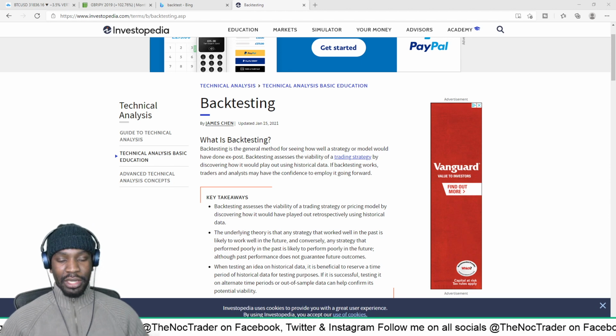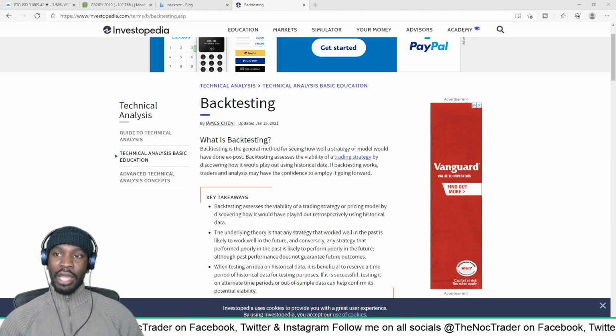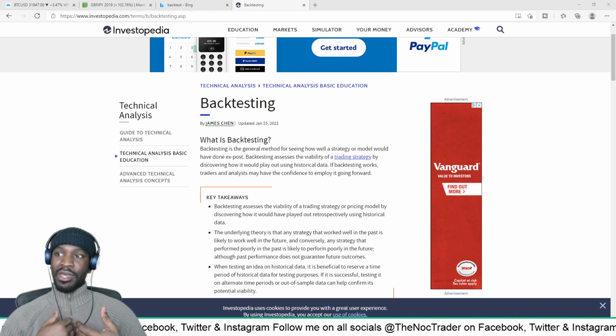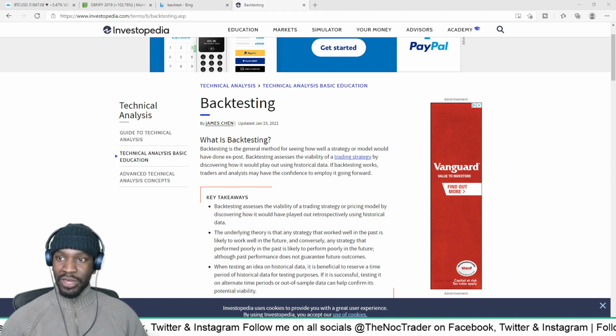Backtesting builds confidence by testing historical data to see if the strategy you're employing works. So there's two ways you can backtest. You could do an automated one or you could do a manual one. I don't do automated backtesting. I just get into the manual backtesting because that's just the way I do things. So that's what I'm going to show you in this video.